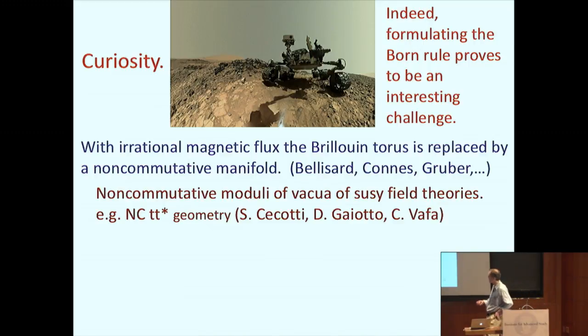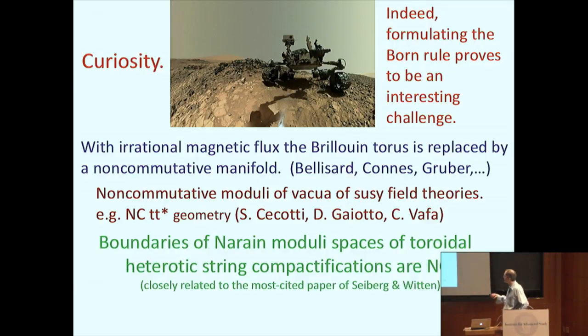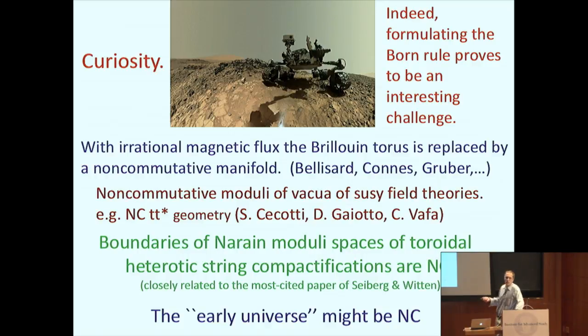For example, Cecotti, Gaiotto, and Vafa were suggesting that we should formulate non-commutative tt* geometry. It's also true that boundaries of Narain moduli spaces of toroidal heterotic string compactifications are non-commutative, a remark incidentally closely related to the most cited paper of Seiberg and Witten. And finally, who knows how space and time break down in the early universe? But one popular idea is that we should use some more algebraic language, possibly using non-commutative geometry. So for all these reasons, there are potential applications of what I'll say, but the honest answer is curiosity.